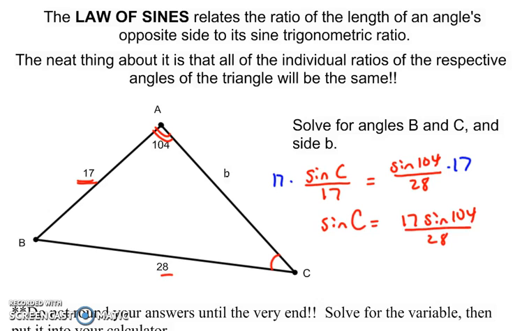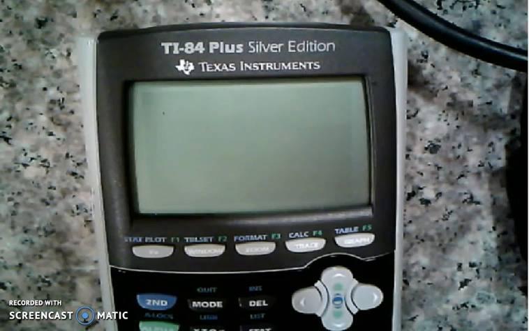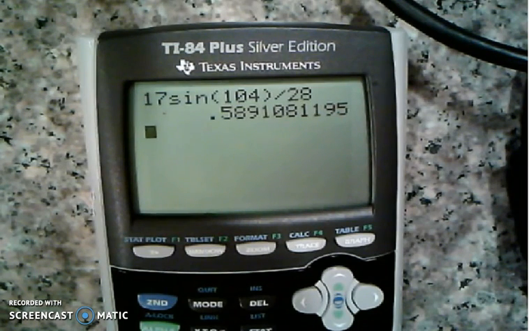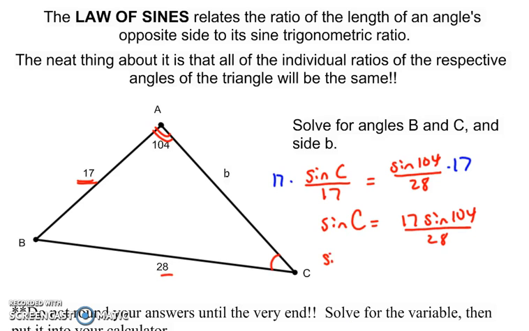So let's go ahead and type that into our calculator right now. So type in 17 sine, and I already checked, I am in degree mode, of 104, close your parenthesis, divided by 28, enter. Okay, long decimal, but remember that's what the sine is equal to. Just so later on you can see what we did. Sine of angle C equals 0.589, and then there's a lot more numbers after that, but we're just going to start with that number so it's on our paper.